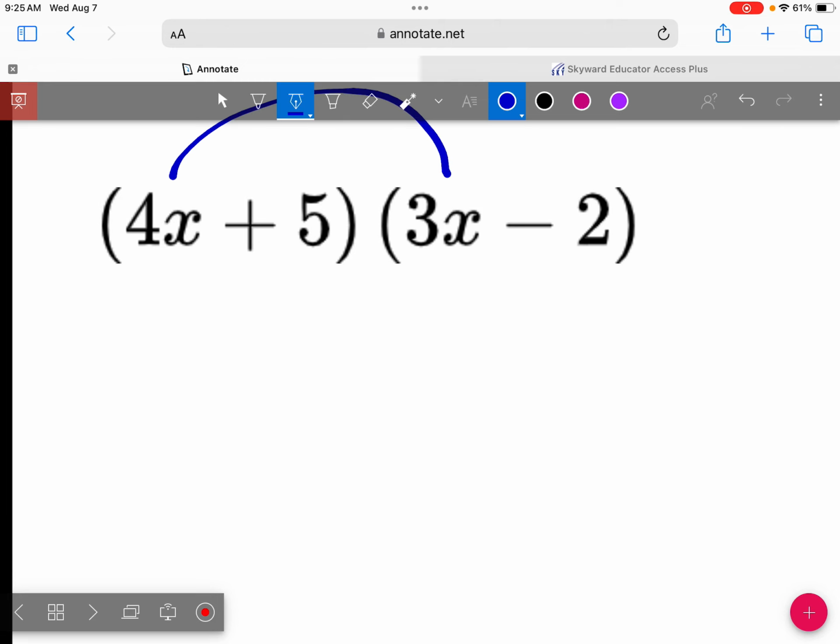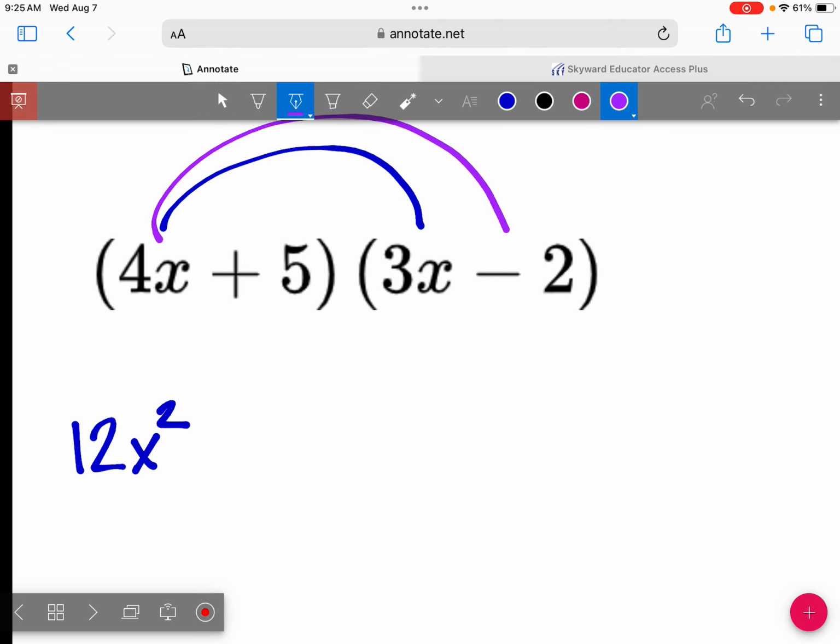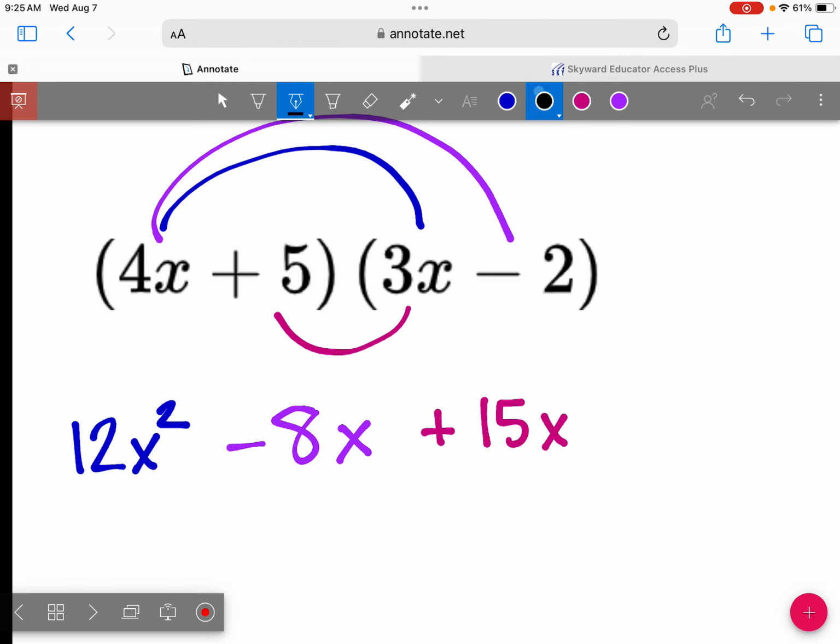What is 4x times 3x? 12x squared. We're going to take our 4x times our minus 2. What do we get? Minus 8x. 5 times 3x, positive 15x. And 5 times minus 2, negative 10. Any questions on where I got any of those pieces? Because I got one more step here. What can I do now?